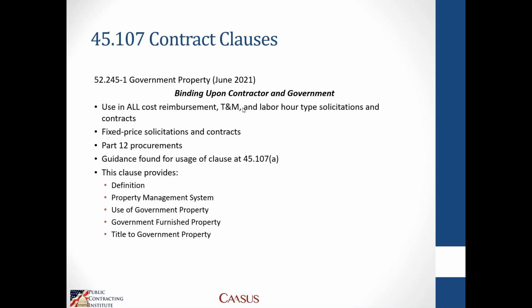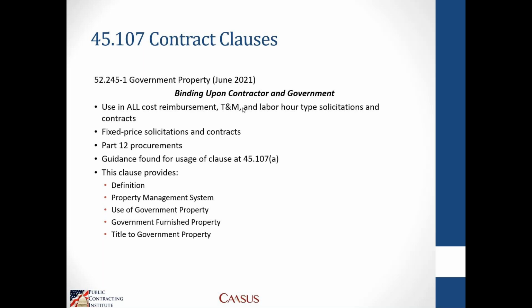It's used in all cost reimbursement, T&M, and labor hour type solicitations. It's used on fixed price solicitations and contracts. It's also used on Part 12 commercial item procurements. So really, it's almost any contract that's going to have any kind of property, whether furnished or acquired, it will have this basic clause in it. And the guidance for when to use that clause is specifically found in Part 45.107(a) of the FAR.